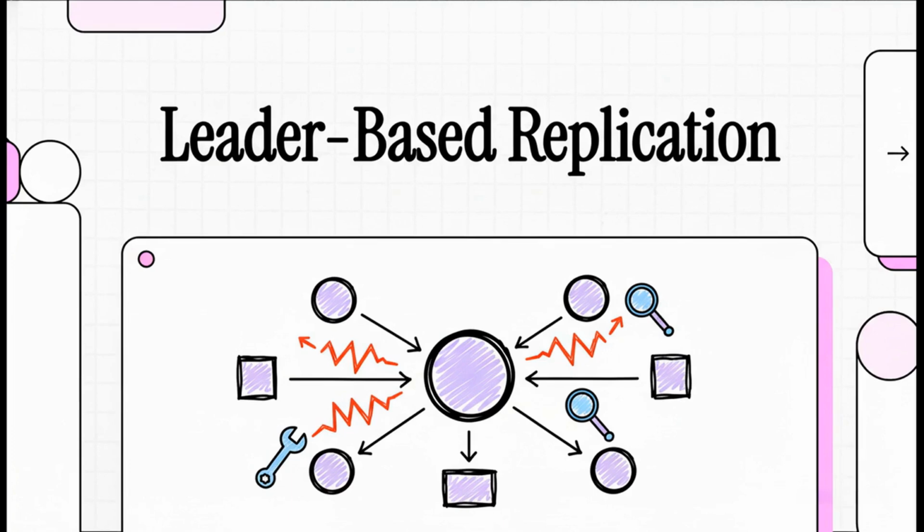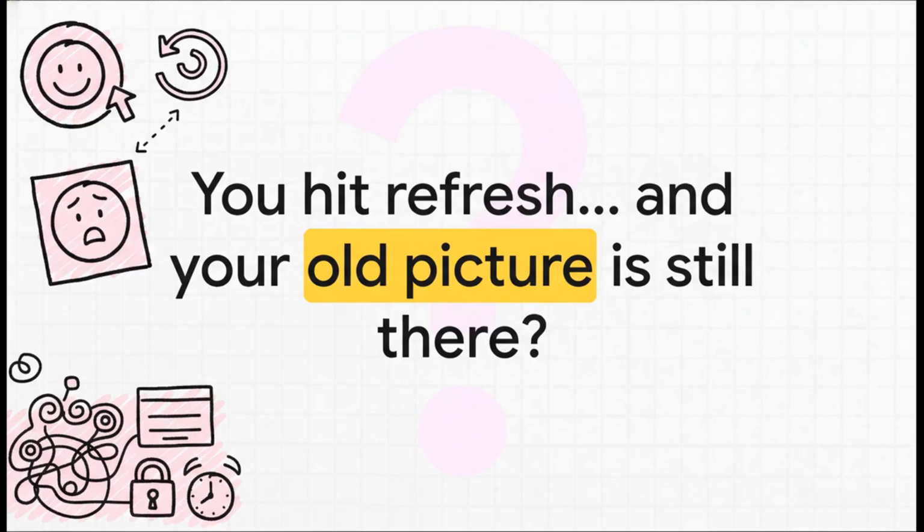All right, so today we're going to do something a little different. Think of it like a live debugging session for one of the most common and frankly most frustrating glitches you see on the web. You update something, you hit refresh, and poof, it's like it never happened. We're going to dig into the architecture of what's called leader-based replication to see exactly why that happens and, more importantly, how engineers fix it.